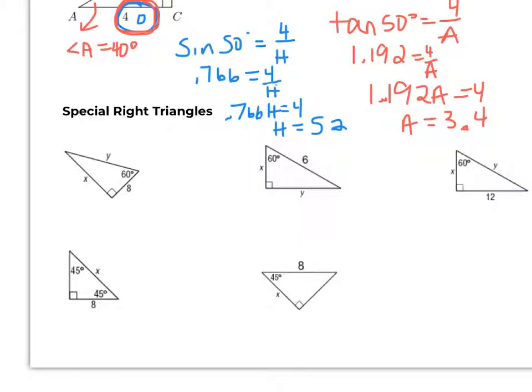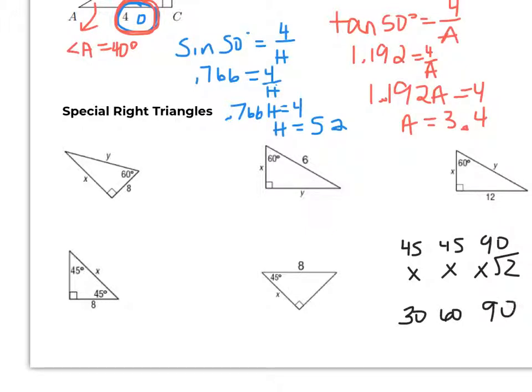Okay, so what we want to remember for those, I'm going to use this bottom right to have some space, is that I had 45, 45, 90, and the pattern for that was x, x, x root 2. Then I had 30, 60, 90, which was x, x root 3, 2x.